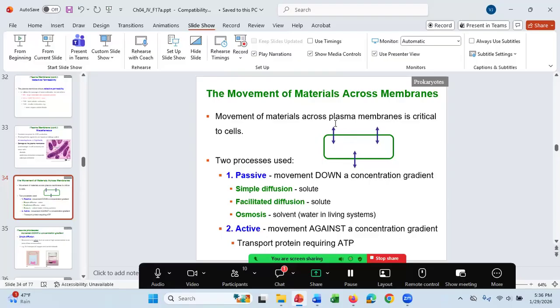So if the cell wants a molecule like glucose inside the cell, and yet the glucose is lower outside the cell than inside the cell, it can move the glucose into the cell by active transport, spending one ATP molecule to move one glucose into the cell against its concentration gradient. Any question about any of that?